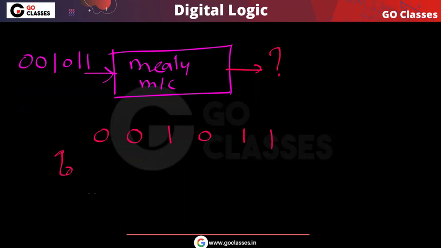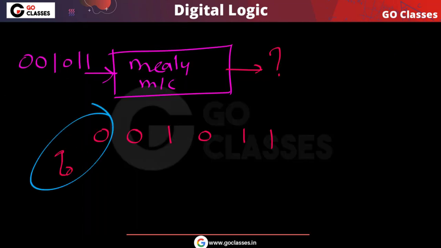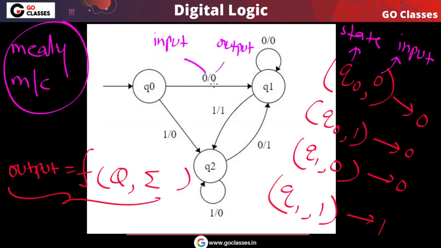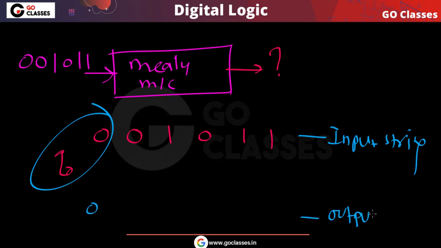This is the initial state. In the initial state Q0, if the input is 0, then what will the output be? In this initial state, if the input is 0, then the output will be 0. So the output will be 0. This is the input string, and this is the output generated, the output produced.